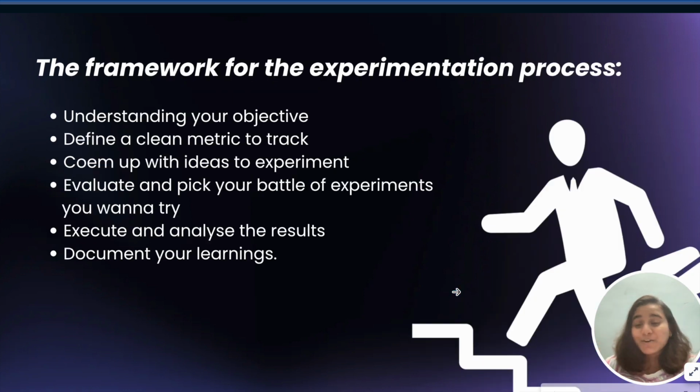As I said, growth hacking is all about coming up with experimentation. So here is a simple framework for the experimentation process. If you read online, you would find a lot of processes like this, but this is something that I use, which is simple, clean and neat. First, you have to understand your objective, define a clean metric to track, come up with ideas to experiment, evaluate and pick the batch of experiments you want to try, execute and analyze the result, and at the end, document your learnings.